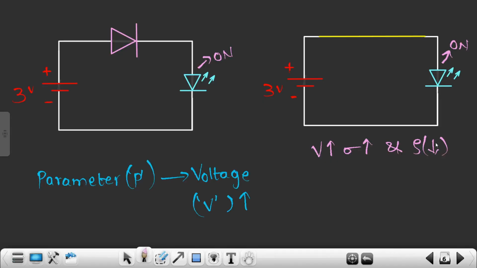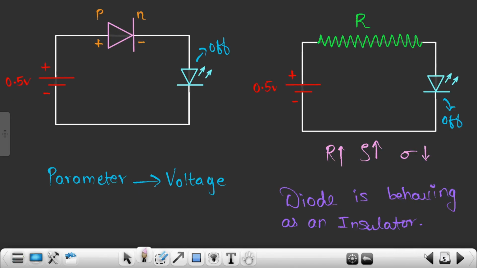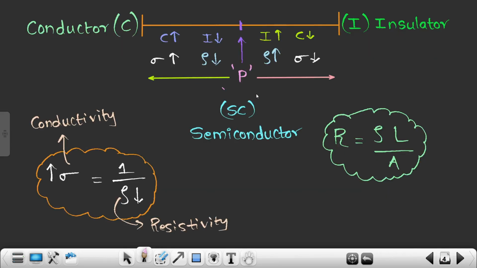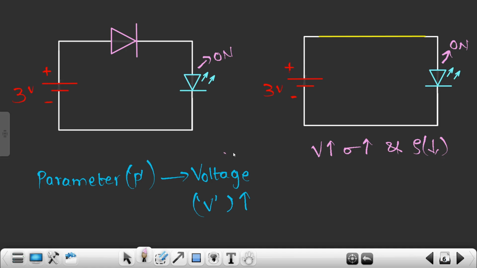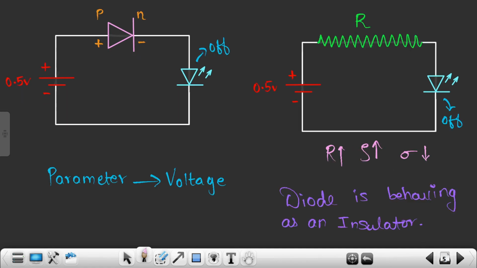Great. So these were the two major conclusions. We concluded two things. First, by altering the parameter, we make this particular semiconductor behave as a conductor or as an insulator. And we also concluded the second part. At this particular time when my voltage is 0.5 volts, my diode is behaving as a resistor. On the contrary, when I'm increasing the voltage, my diode behaves as a conductor. Over here my diode is behaving as an insulator.